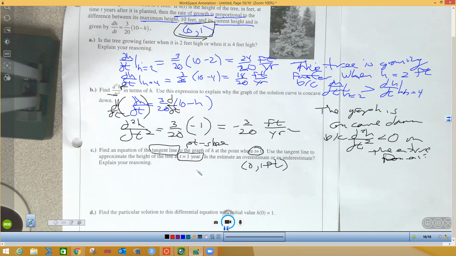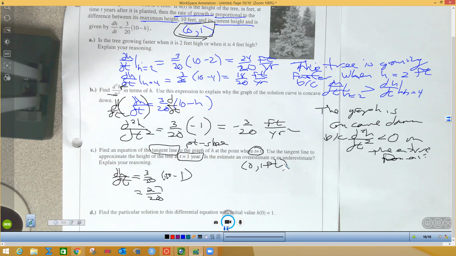Now, how am I going to get the slope when time is 0? Plug it into what? You take your dh/dt, because that's the slope, and you're going to plug in 3/20 times 10 minus 0. That 10 and that 20 will reduce to a 2. Wouldn't it be 1, because it says the height is 1 foot? Oh, you're right, it should be a 1. My bad. H is 1. So that goes back to 20, and that stays 10. So we got 9 times 3, 27/20 is our slope.